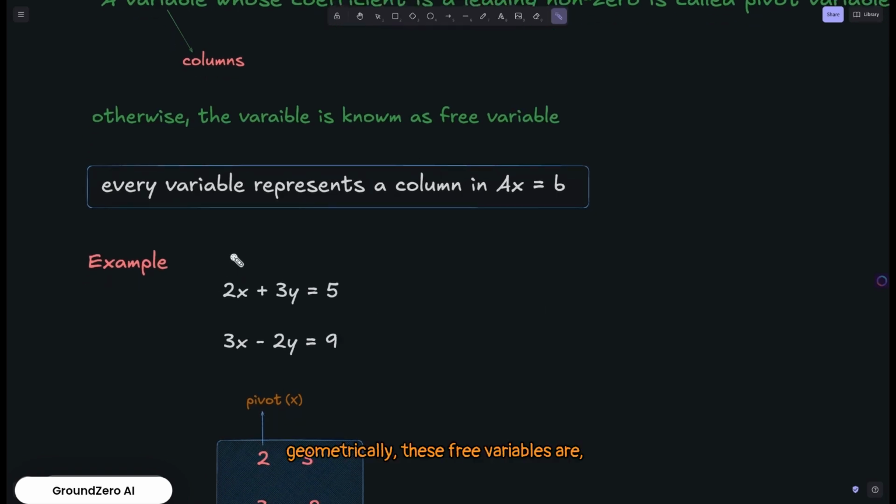So geometrically, these free variables imply infinite solutions, forming a line, plane, or a hyperplane rather than a single intersection point. If you see this equation, this is not an equation which has infinite solutions. It will be one unique solution, right? So here these pivot and free variables come into the picture.